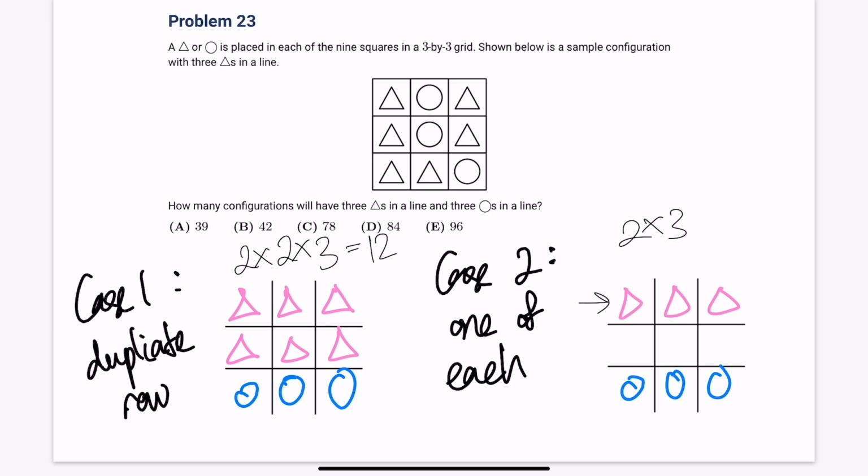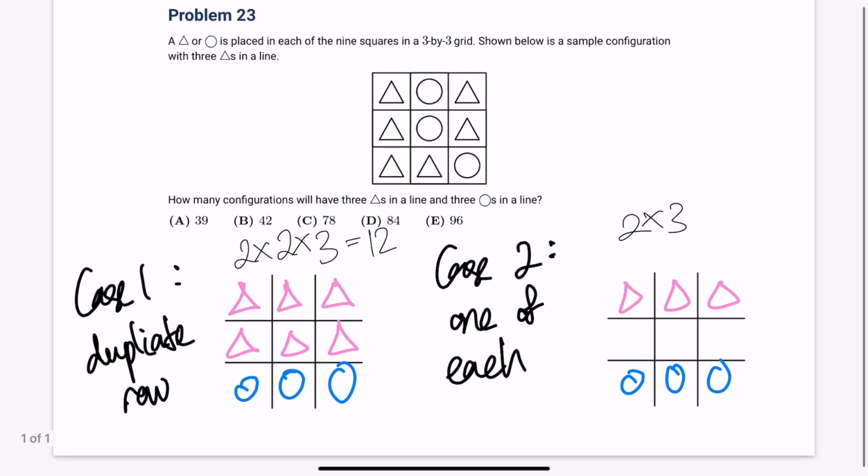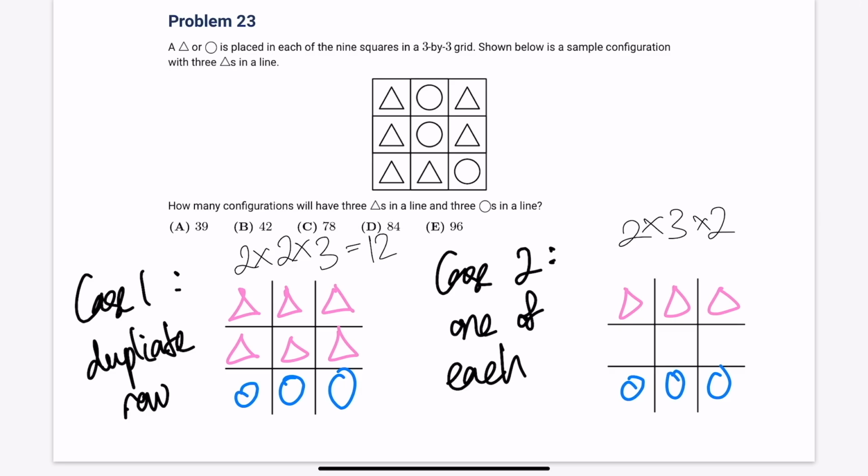So there are three ways to choose where the triangles could go, and if we put them in the top row, right here, then two remaining ways to choose where the circles could go. As you can see, we chose the bottom row right here. And then this final row, we want to make sure that we don't count cases we've already counted in this pattern. So notice that each square could be filled with a triangle or a circle.